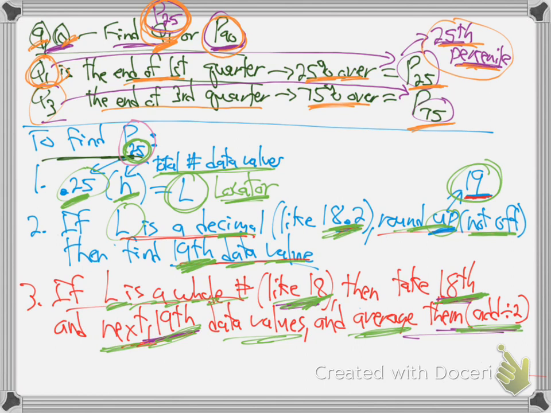The first scenario: you take the number they gave you, make it a decimal, multiply by the total number of data values, and get your locator. If your locator is a decimal like 18.2, round it up to 19 and go find the 19th number in the data set. That locates it. But if it's a whole number, like 18, then take the 18th number and the 19th, the next number, take those 2 data values and average them, add them and divide by 2. Let's try it out now on our question.